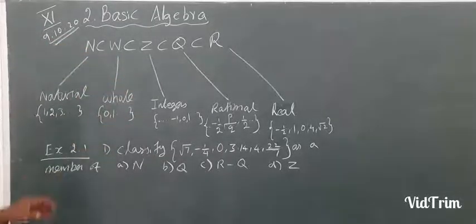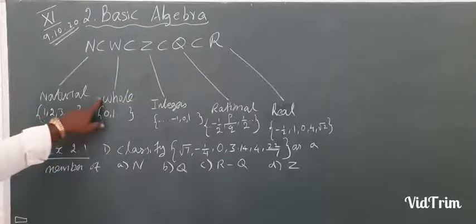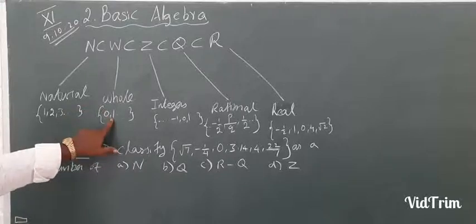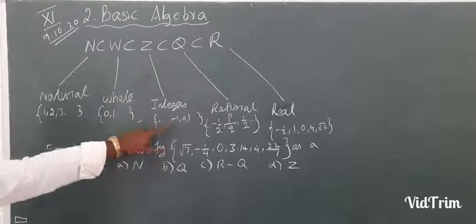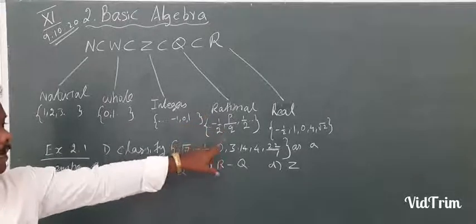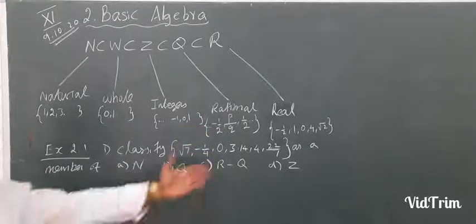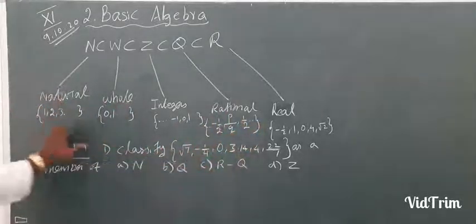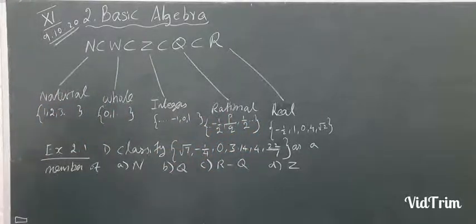I just repeat what a natural number is. It starts from 1, and the whole numbers start from 0, then 1, 2, 3, etc. Integers have minus and plus, that's all. And the rational number has the p by q form, that is the fraction method. Real number is the full form, that is called real number.